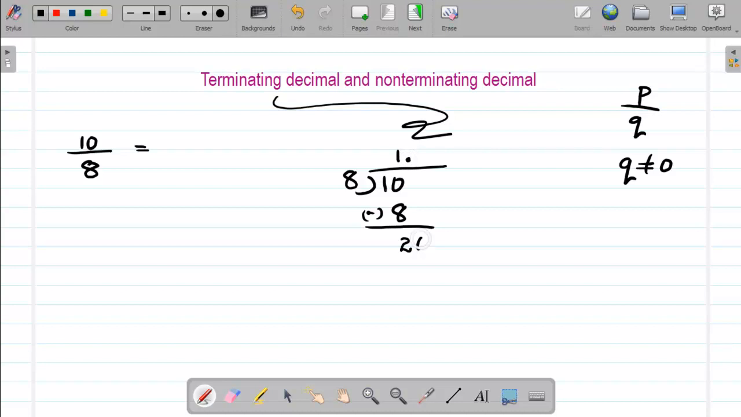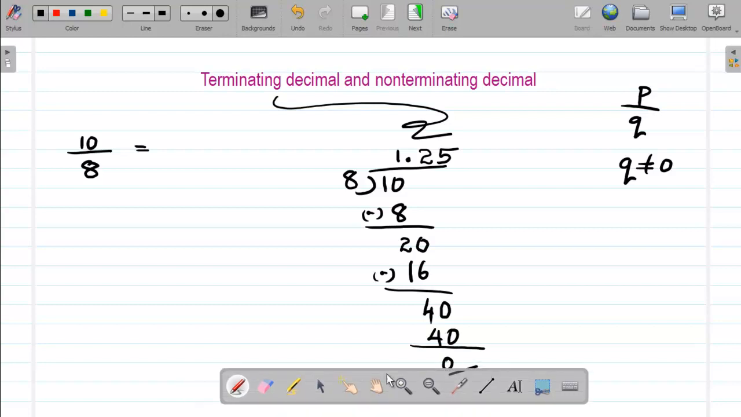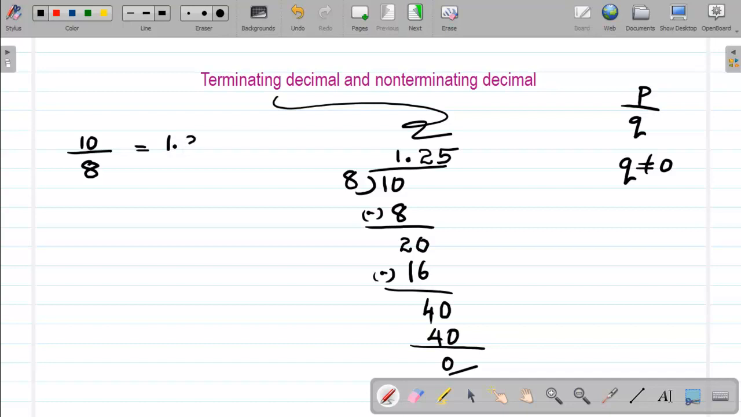Then you have to add a 0 to 2, that is 20. Now within 20, there are 2 eights. 8 twos are 16. If you subtract 20 minus 16, that is equal to 4. Again we can add 0, because after the decimal point we can add any number of zeros, that is 40. Now within 40, 5 eights are 40. Here you can write 5 eights are 40, the remainder is 0. So here the answer is 1.25. If you divide 10 by 8, we get the answer 1.25, and the remainder is equal to 0.